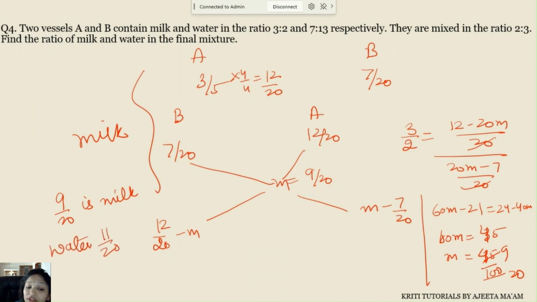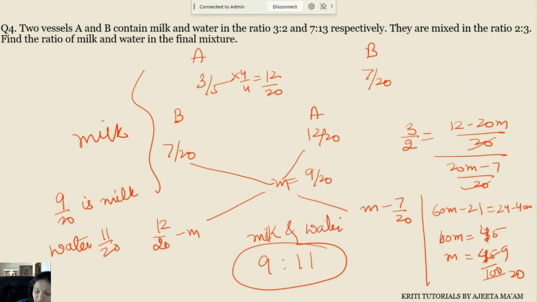So what will be the ratio of milk and water? So milk and water will be 9 is to 11. This ratio is for milk and water. Milk is to water. If they ask you water is to milk, it will be reversed of this.